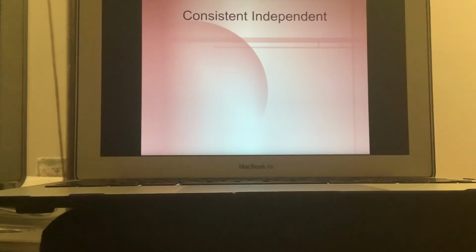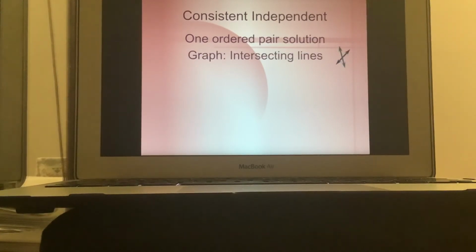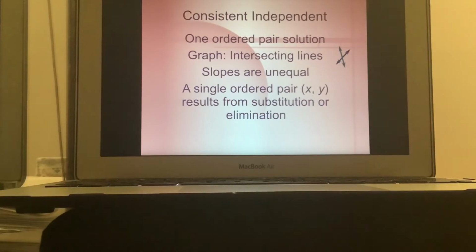All right, now, consistent independent, what does that mean? Consistent independent means that there's one ordered pair solution. The graph is two intersecting lines. The slopes are not equal. And a single ordered pair results from substitution or elimination. Again, these are listed in your textbook here on page 303.